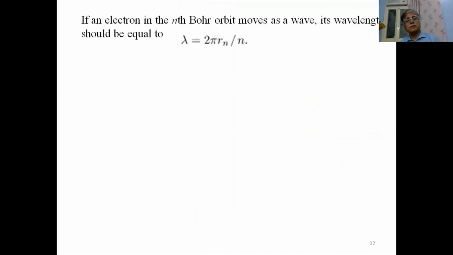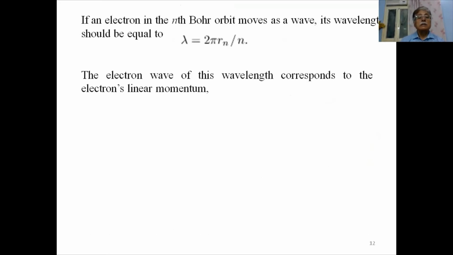Now, if an electron in the nth Bohr orbit moves as a wave, its wavelength from the last formula will be given as lambda is equal to 2 pi Rn by n. The electron wave of this wavelength corresponds to the electron's linear momentum, that is p is equal to h by lambda. Put lambda from the above expression. So p is equal to nh by 2 pi Rn.